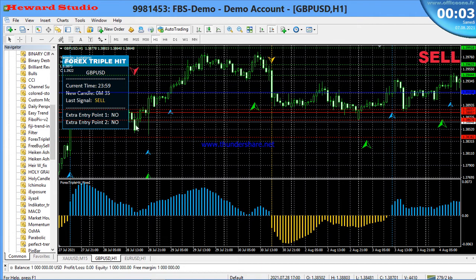You can see that it came down and also showed blue and went back until it got to this position. When it got to this position, the yellow showed up. So this means that you need to go on a sell.